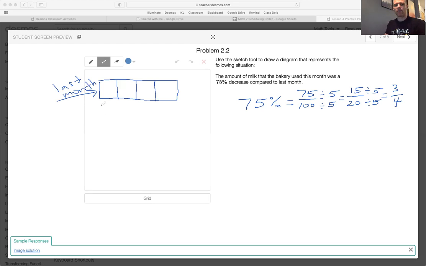And then this month is 3/4 less, or 75% less. And so it needs to not have 3 of these chunks. In other words, it's only going to have 1 chunk. There we go, big reduction, big decrease. All right, and I guess we'll just move on to the last question, then we're done.